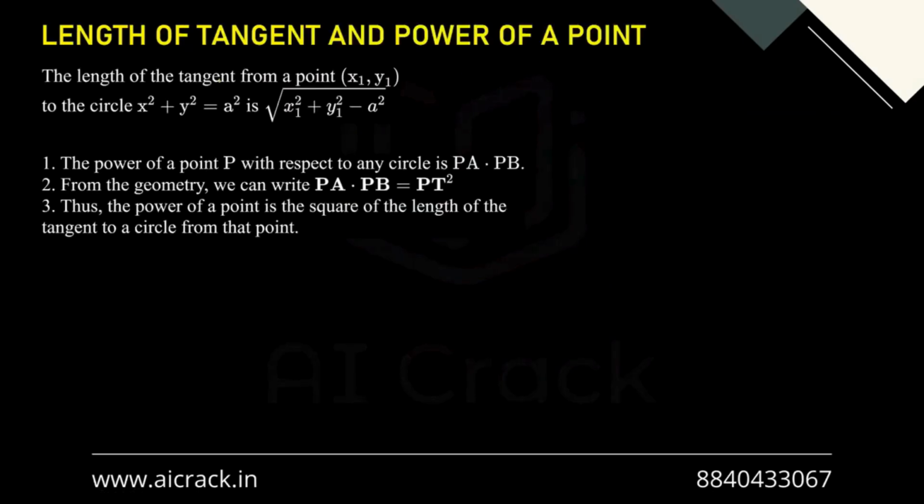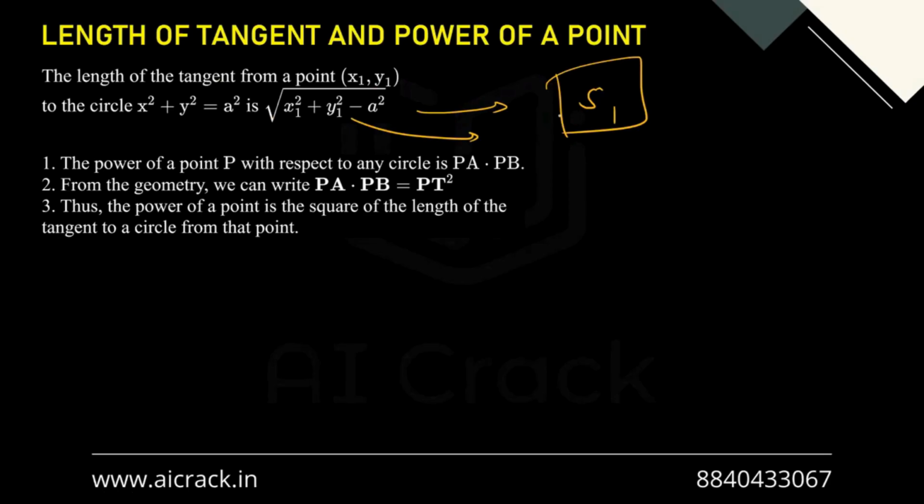Now let us talk about length of tangent and power of a point. Length of tangent from a point (x1, y1) to the circle is given by under root x1 square plus y1 square minus a square, and that is S1 actually. This is also applicable for a general circle, right?